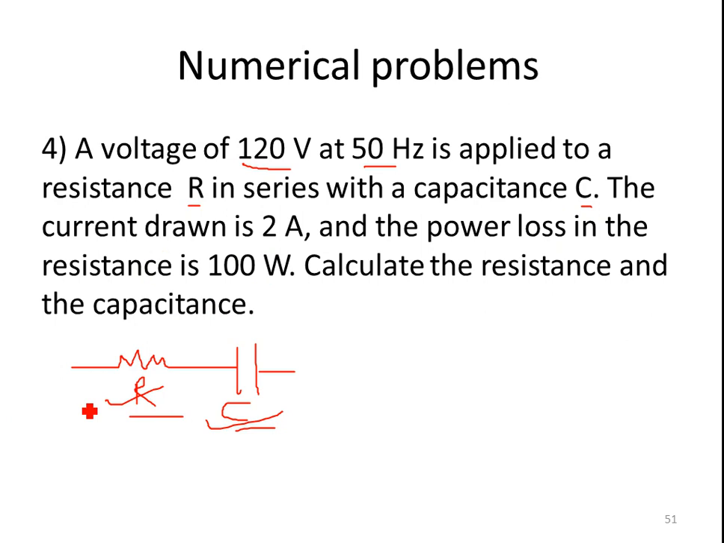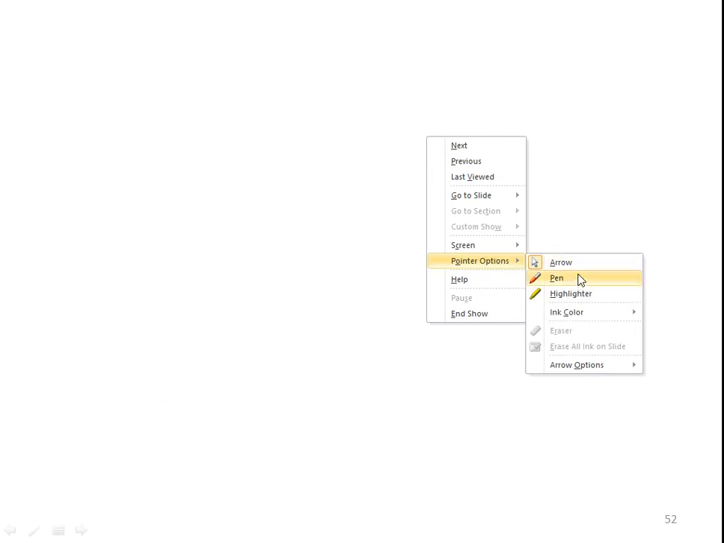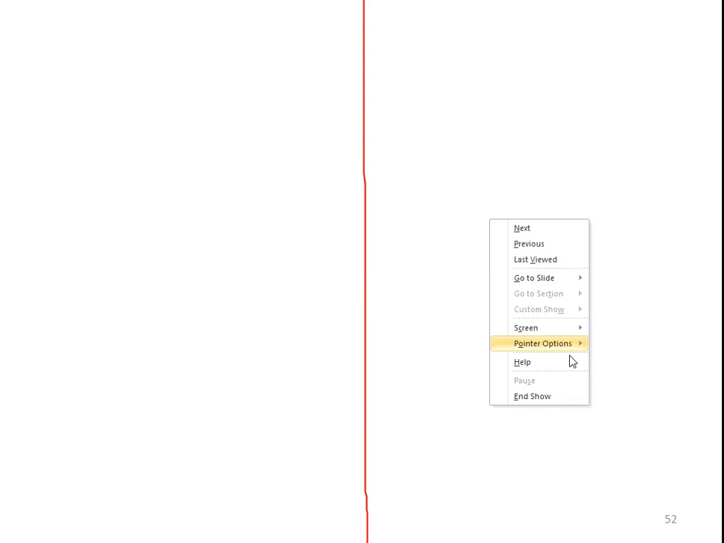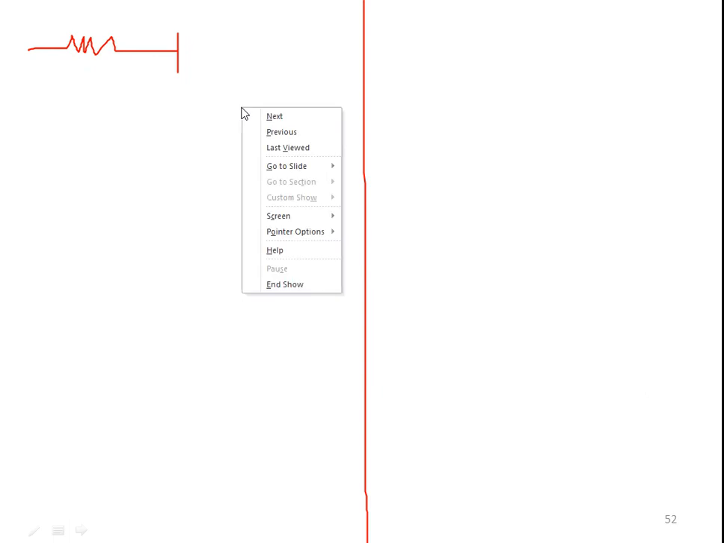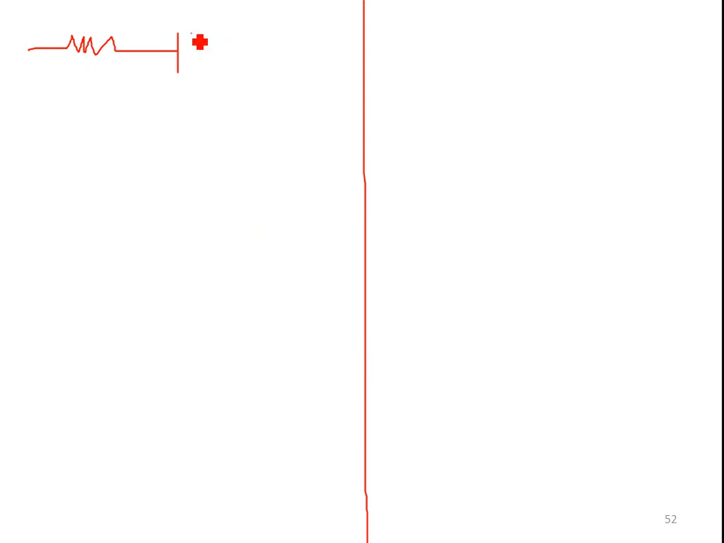So, I will do the problem here. First let me divide this into 2. Now, coming to the problem. In the problem, it is mentioned that the given circuit is basically an RC series circuit. So, first of all, draw an RC series circuit: resistance in series with a capacitance C. So let me draw it.